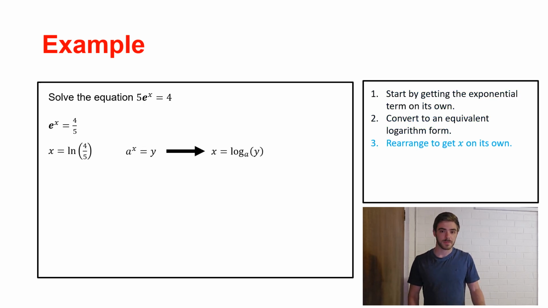We've got x on its own. That's all it takes. Since x was in the exponent, and switching to logarithmic form brings the exponent down to the front, then we've achieved what we needed to do. We got x on its own.